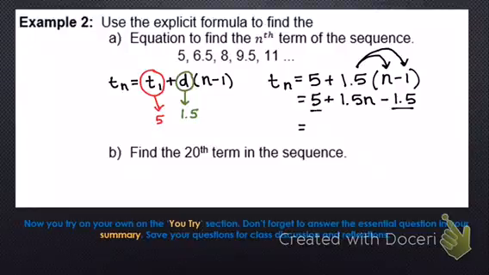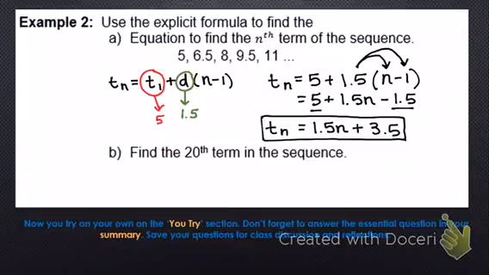So that's going to give us 1.5n plus 3.5. So that's the equation that we were needing. T sub n equals 1.5n plus 3.5. So the biggest reason for knowing what our equation is, is so we can predict, or we can know, the output of any term in this given sequence.